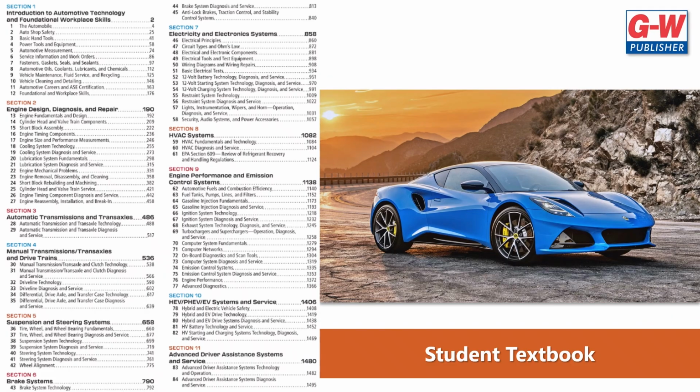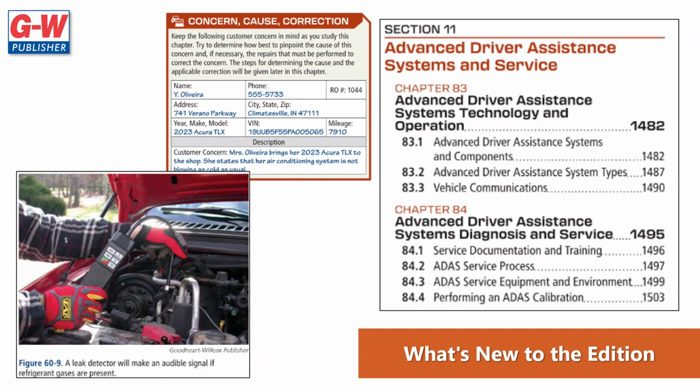New chapters cover advanced driver assistance systems, ADAS, automotive oils, coolants, lubricants, and chemicals, vehicle cleaning, detailing, controller area network systems, and EPA 609 certification. Many new chapters have been added to include topics such as advanced driver assistance systems, EPA Section 609, computer networks, hybrid electric vehicle safety, and much more. Textbook chapters have been reorganized into new sections that match the categories within the ASE Automobile and Light Truck Certification Test Series to aid in preparing for certification.